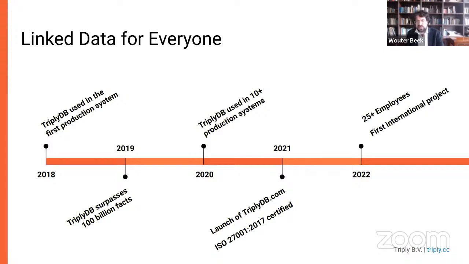In 2020 and 2021, we sort of standardized that into the TriplyDB product, which can now be sold just as an off-the-shelf product. So it's no longer very special for a limited set of customers. It's just an off-the-shelf product now.